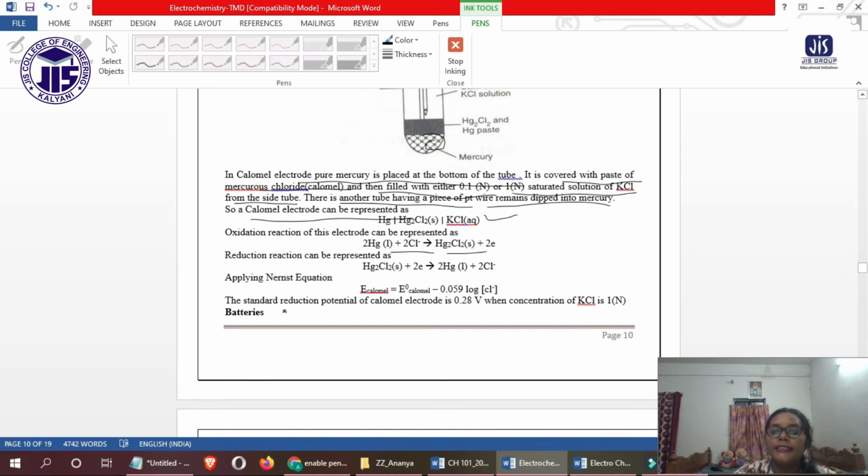The standard reduction potential of the calomel electrode is 0.28 volt when the concentration of KCl is 1 normal. So this is all about the calomel electrode and the standard hydrogen electrode. Generally we have some drawbacks for using the standard hydrogen electrode. That's why, instead of using the standard hydrogen electrode, in some cases we can also use the calomel electrode.